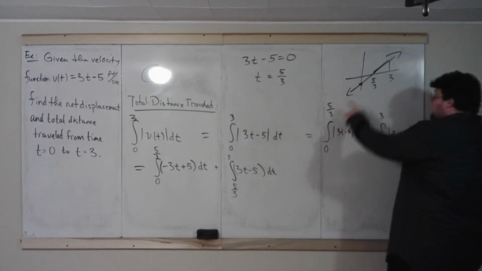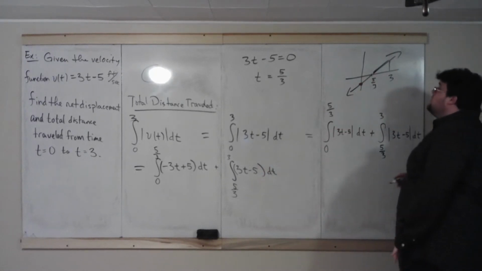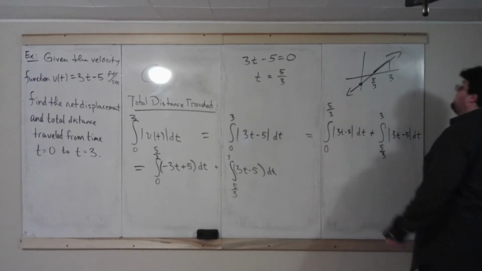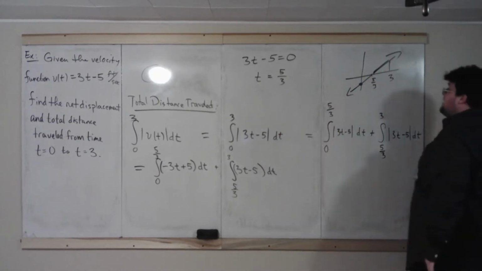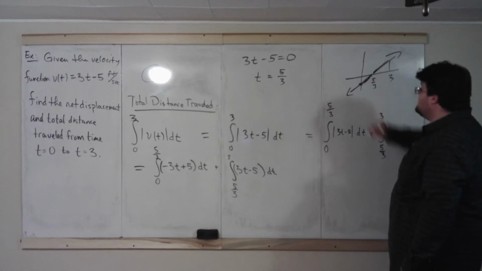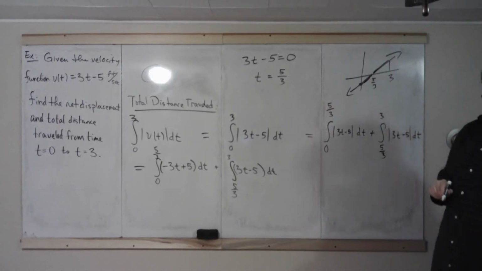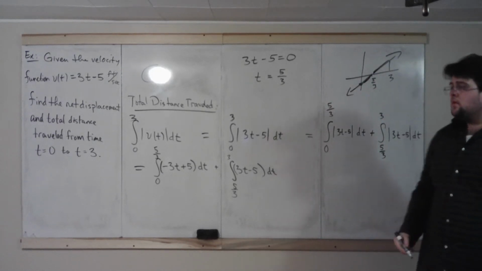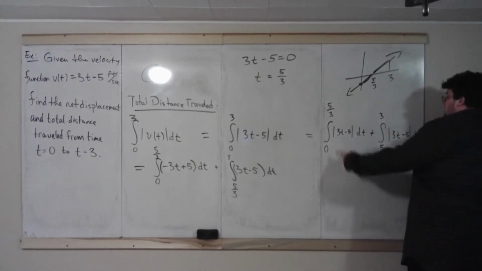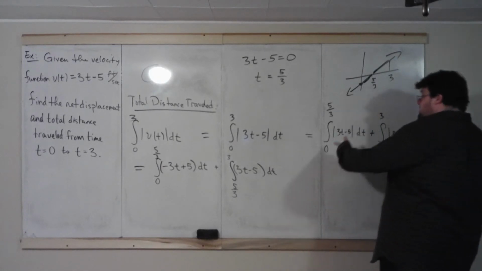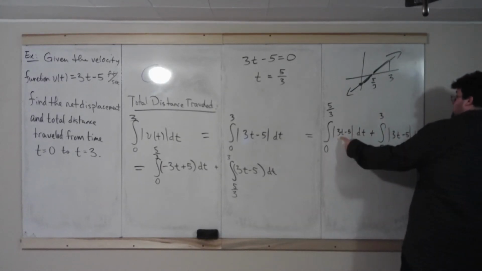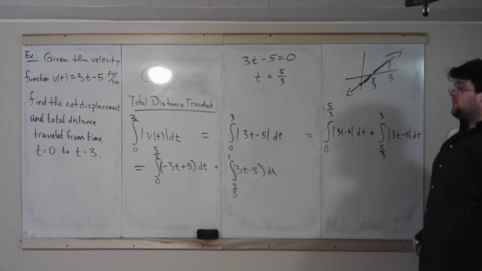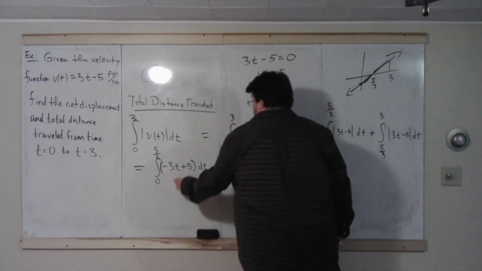What about for this negative piece from 0 to 5/3, this piece below the x-axis? Well, the absolute value of a negative is the negative. The absolute value of -5 is 5. The absolute value of negative all this is negative all this. So the negative of 3t minus 5 gives you -3t plus 5.